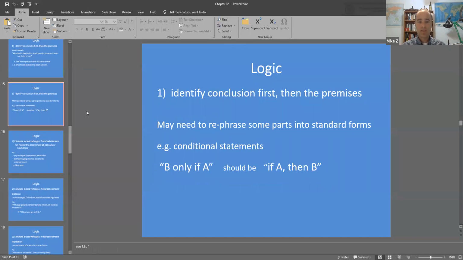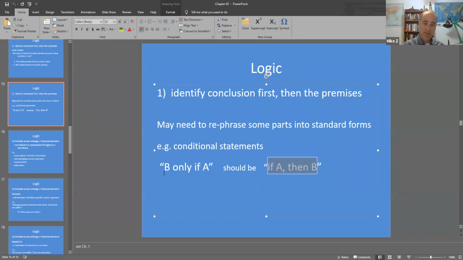Okay. So here's another thing to watch out for. We might need to rephrase what the author has given us in order to make the logical structure of their argument more clear. This is a really common example. Conditional statements come in a wide variety of forms, but the standard form is if A, then B.